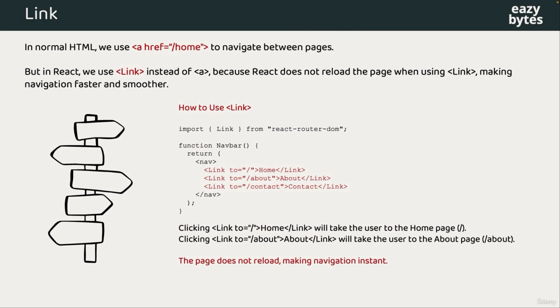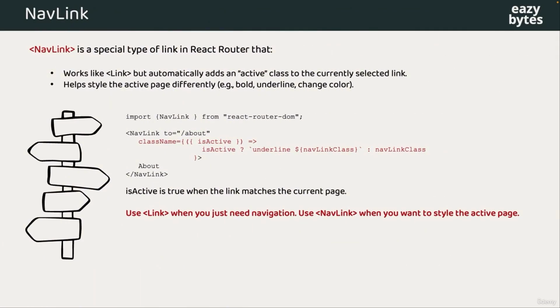After Link, we also discussed NavLink. NavLink is a special type of Link in React Router that works very similar to Link, but it allows us to add an active class to the currently selected route or link. How to do that? It's very easy. To the className attribute, you need to pass an arrow function, and this arrow function should accept an isActive boolean as an input parameter. This property is injected by the React Router library. If this boolean is true, you can style your link differently compared to other links.